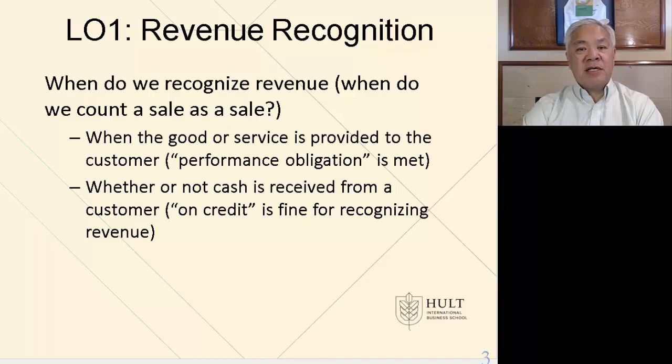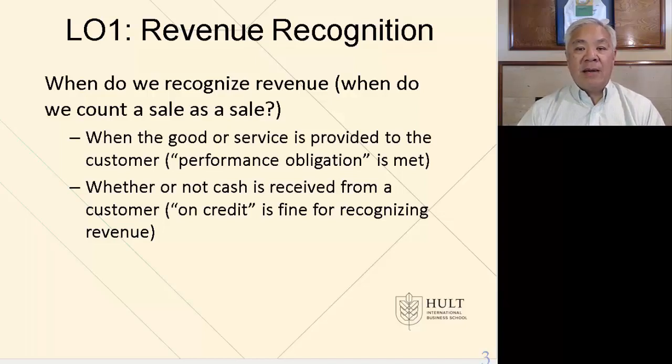But for other businesses, particularly complicated commercial and industrial businesses, there may be many gradations of what is to be done by the seller of a product or provider of a service, and when is it really complete. So it's ambiguous. The first is when the good or the service is provided to the customer. In other words, the performance obligation is met. And again, Starbucks is easy. You got your barista to give you a cup of coffee.